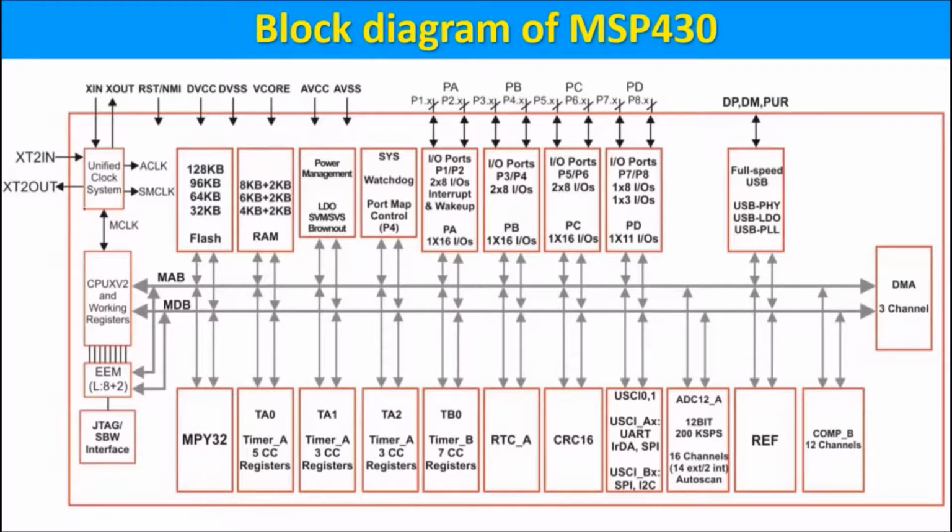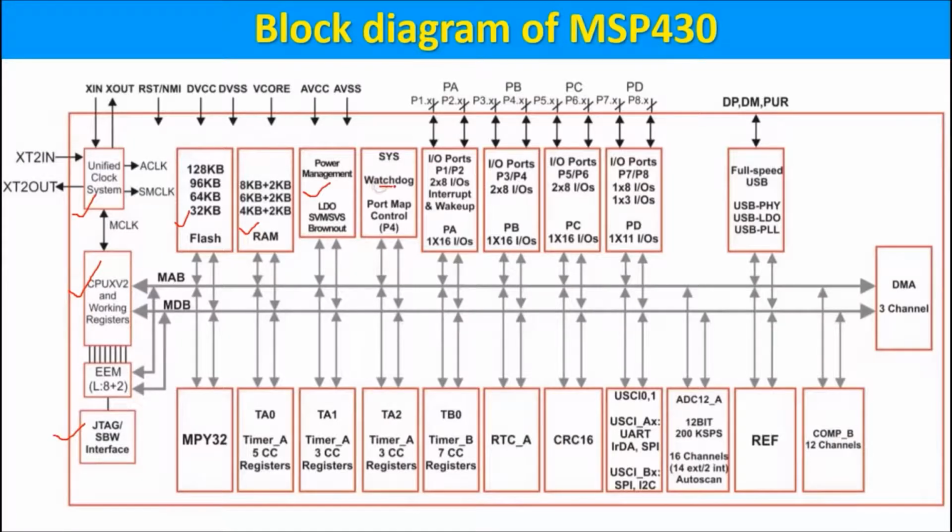So the same blocks are there. Here is the clock system which generates these three clock signals. Then there is a CPU, and a JTAG interface. Flash memory is shown here with different sizes, and this is the RAM memory. There is a power management block which is used, for example, for the brownout reset circuit.